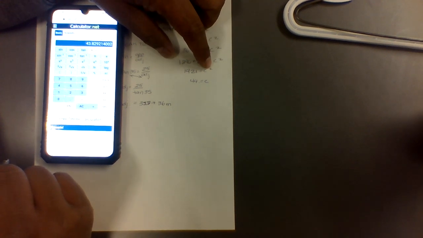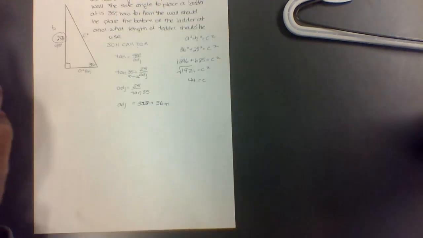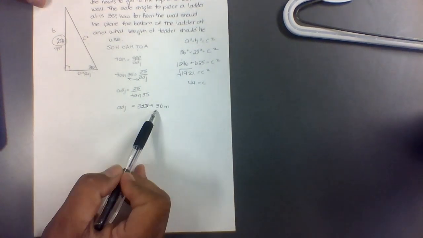Remember, we've got to reduce that by finding the square root. The square root of that is going to be 44 when you punch it into your calculator. Now we know all the answers for this question: the ladder is going to be placed 36 meters from the wall at the bottom, and the ladder has to be 44 meters in length.